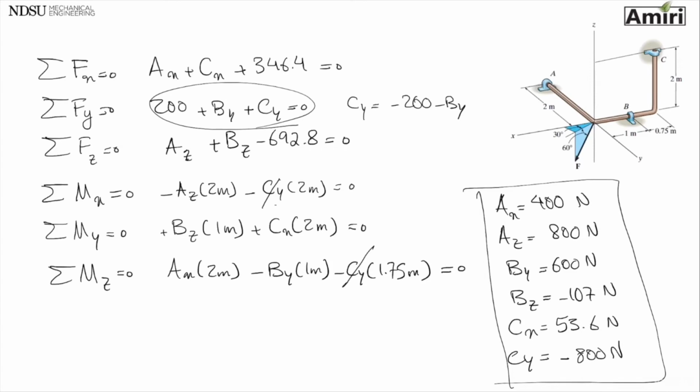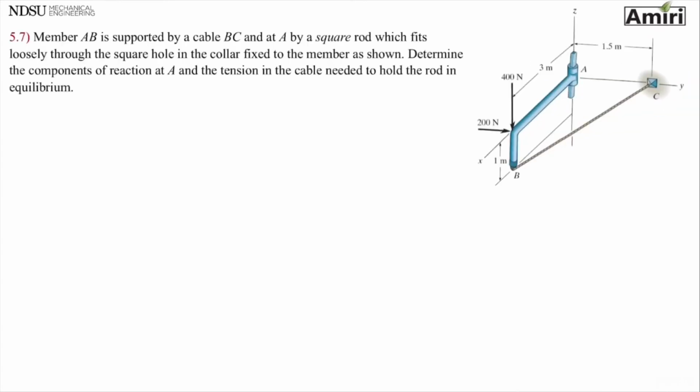Okay, so let's look at another example, but I'm going to do a little bit of different method here to solve this example. Member AB is supported by a cable BC and at A by a square rod which fits loosely through the square hole in the collar. So let's see, determine the component of reaction at A and tension in the cable needed to hold the rod in equilibrium. Alright, so let's just start with free body diagram.